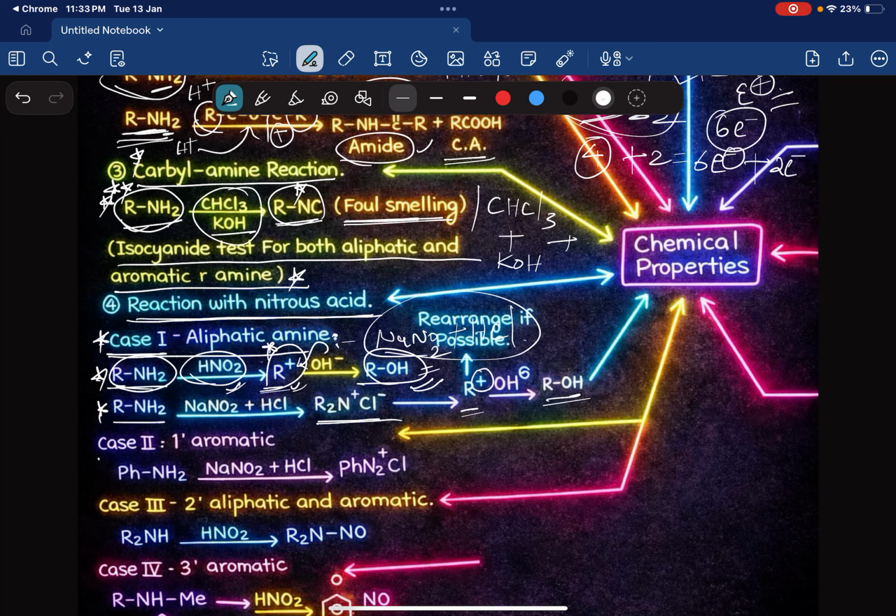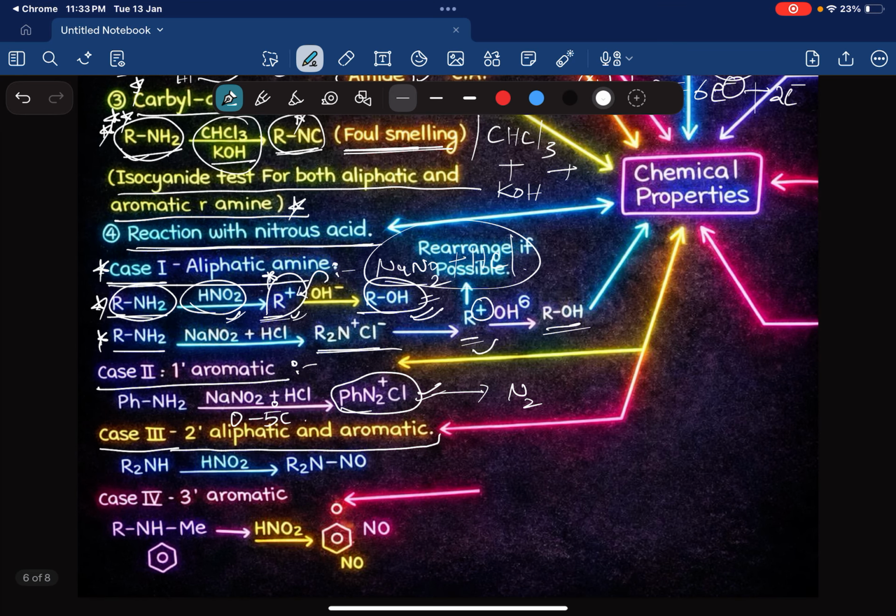Coming to aromatic primary amine. In case of aliphatic, carbocation is the intermediate, but in case of aromatic, only benzene diazonium chloride is the intermediate. This will form only at 0 to 5 degrees Celsius. If the temperature is more than that, it loses N2 and gives PhCl, chlorobenzene, as the product. Coming to secondary aliphatic or aromatic amines, how will they react.